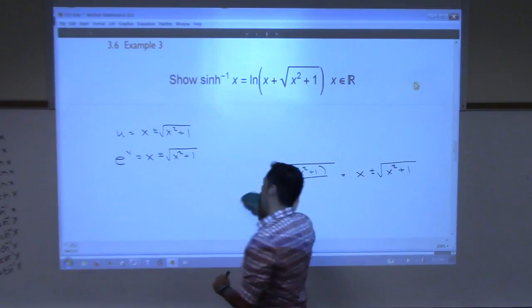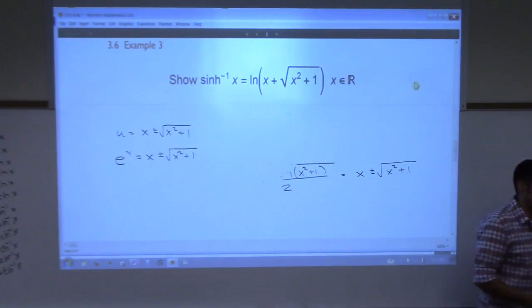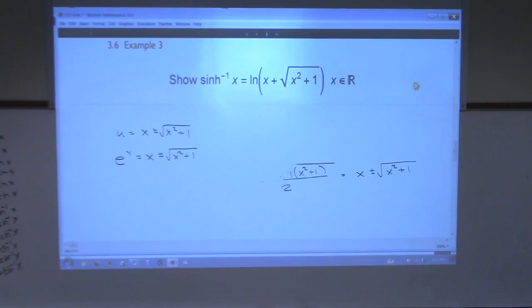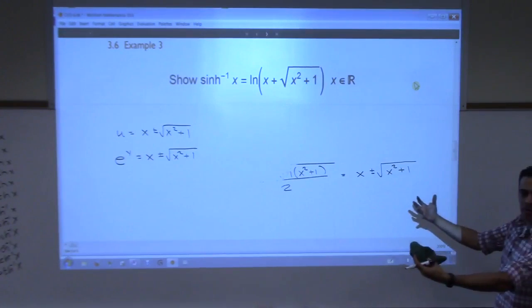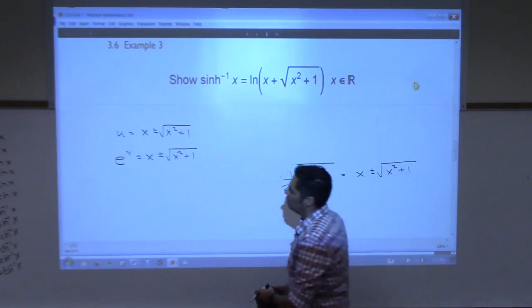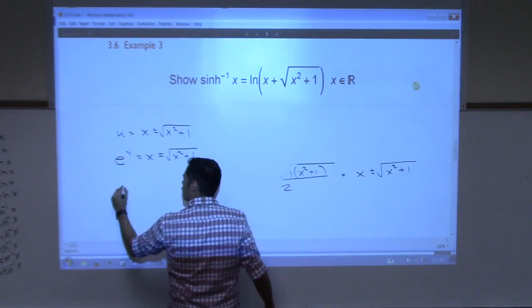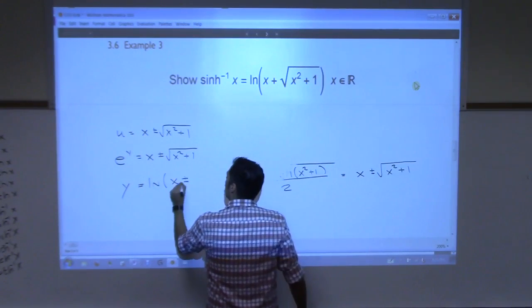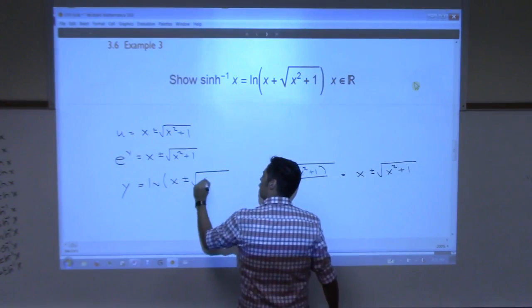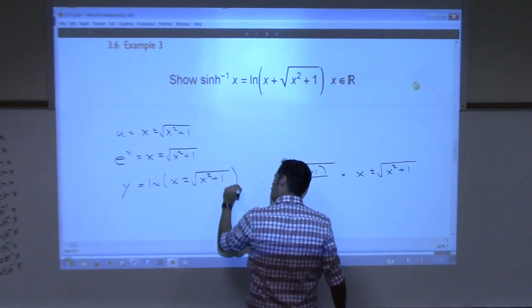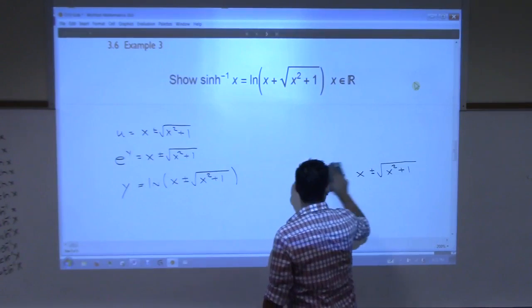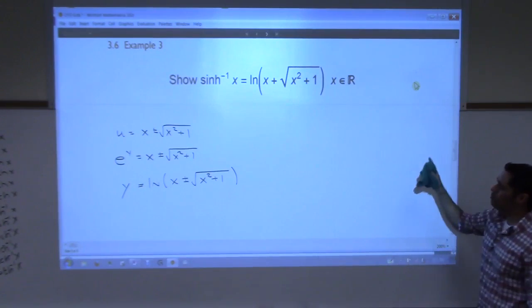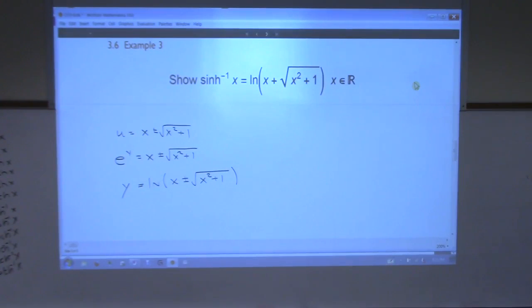Now the natural log can come in because you have a single e. So I take the natural log on both sides of this equation. The natural log of e to the y is just y. And over here, the natural log of x plus or minus square root of x squared plus 1. Close it. And we almost have what we were trying to show. Close enough, right?